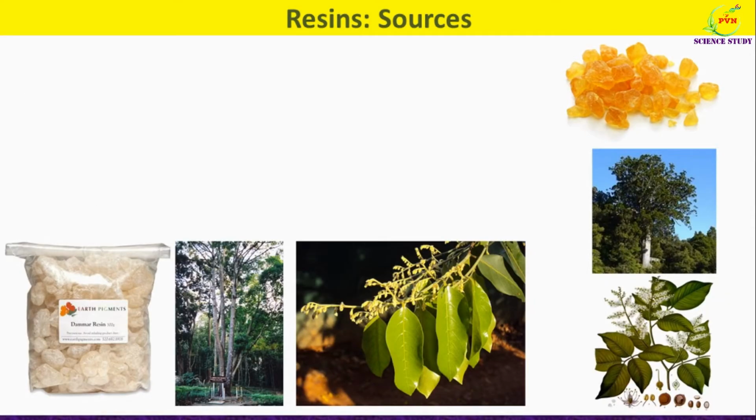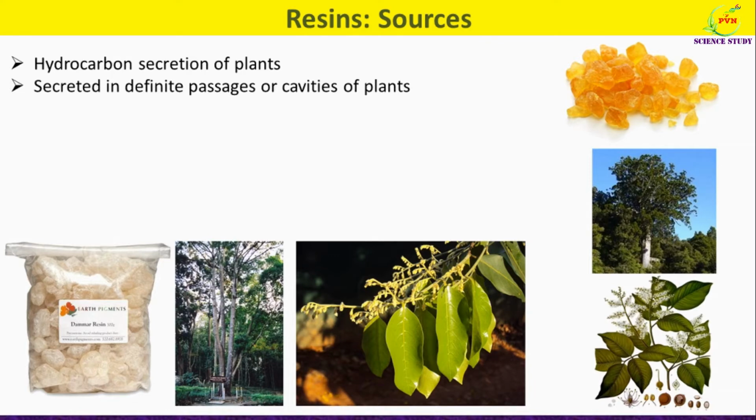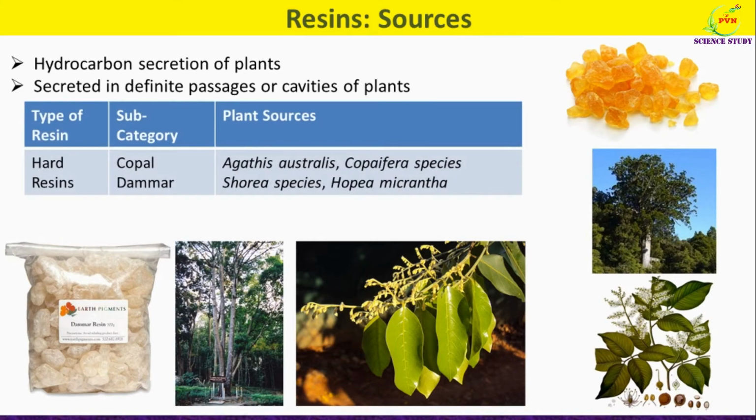Dear students, now we will see sources of resins. Resin is a hydrocarbon secretion of many plants, particularly coniferous trees. Resins are secreted in definite passages or cavities of the plant. They are obtained from the roots and stem by chipping, incision or bruising. We will see the sources of resin one by one.